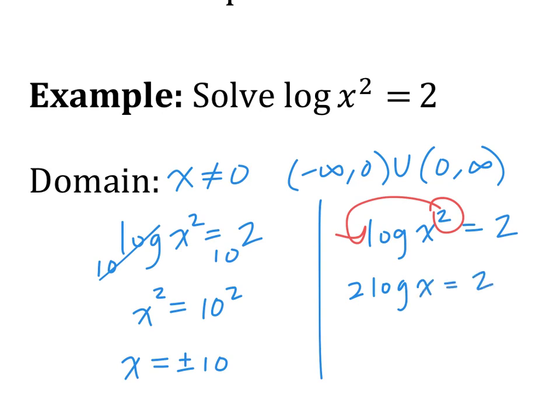If you did that, what would be the logical thing to do next? Yes, divide by 2. So log x is equal to 1. And then what would you do next? Raise by 10, correct? So then x is equal to 10. And then you lose one of the answers. Why is that? Yes, you got rid of the square.